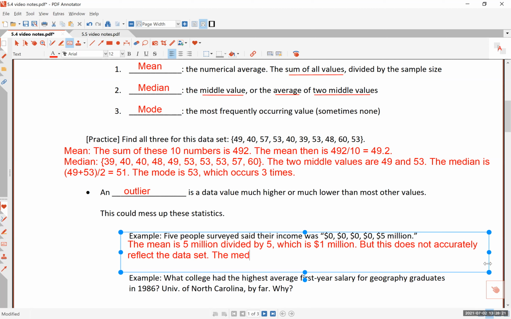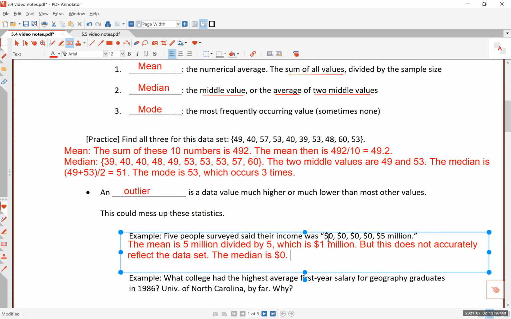What is the median? A median is a middle number. This is already in ascending order: 0, 0, 0, 0, 5 million. The middle number here is the 3rd one from the top and the 3rd one from the bottom. The median is 0, right? And in fact, if you didn't have the outlier, the median is still 0.